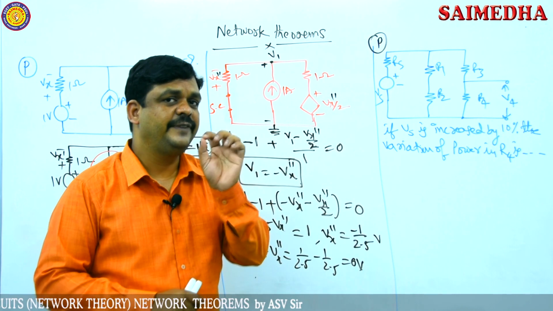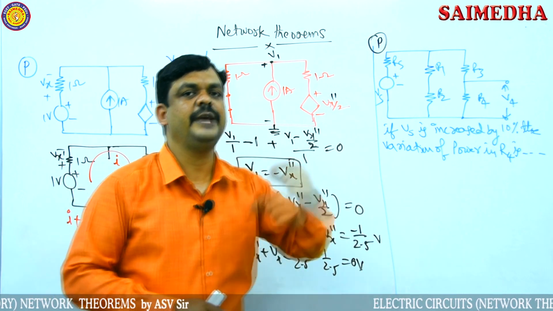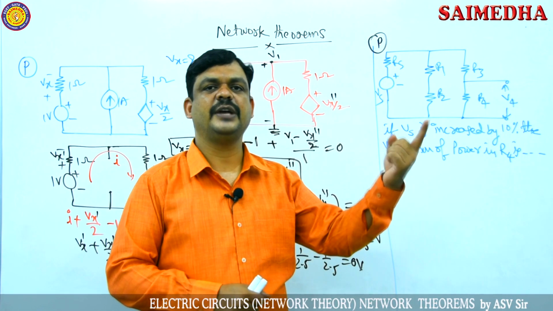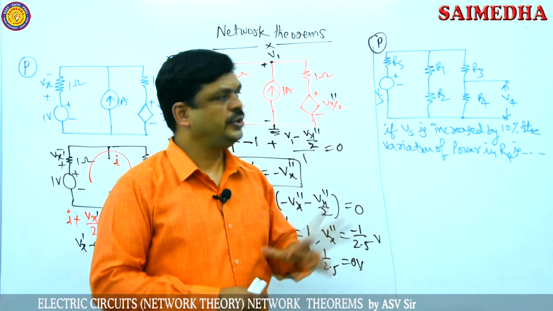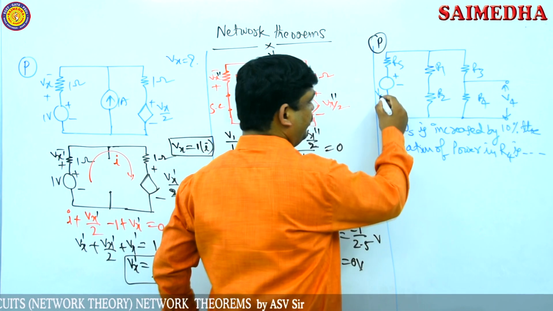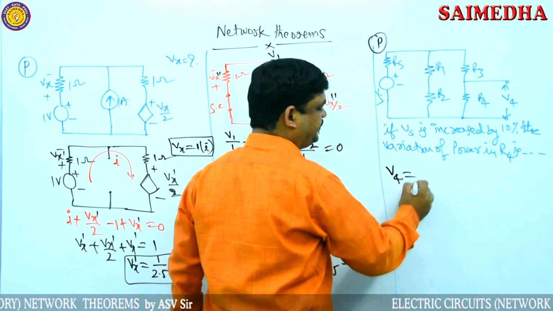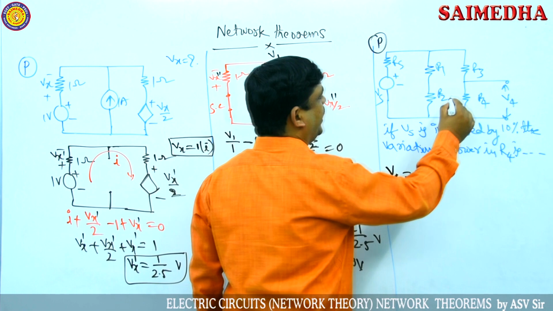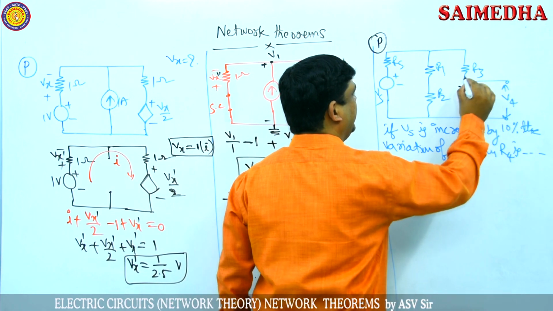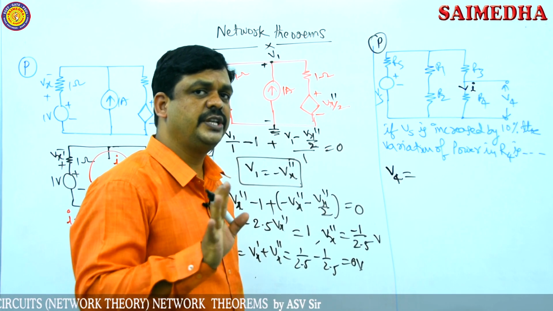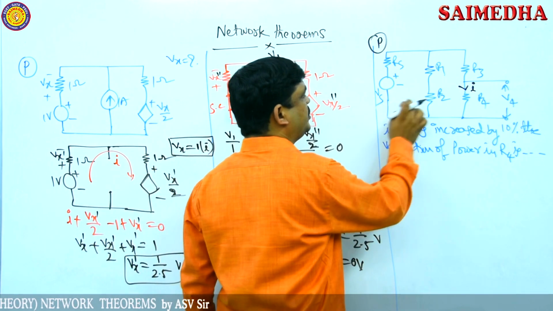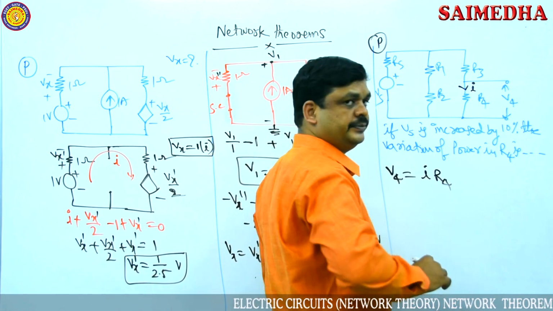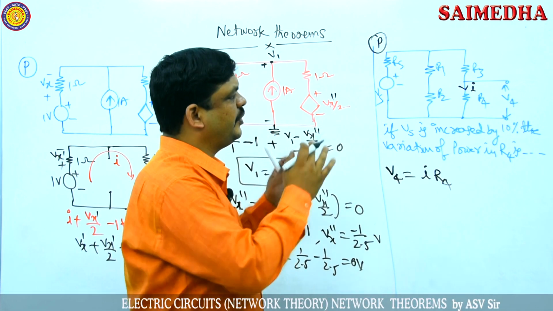The homogeneity theorem says that if any constant multiplies the input, the same constant multiplies the output. To find that, initially I find the V4 voltage with the Vs source. V4 is nothing but the voltage across the R4 resistor. Here I am assuming the current through the R4 resistor is I. Due to the Vs source, the current is I, so we can write I into R4, otherwise V4 is directly given.